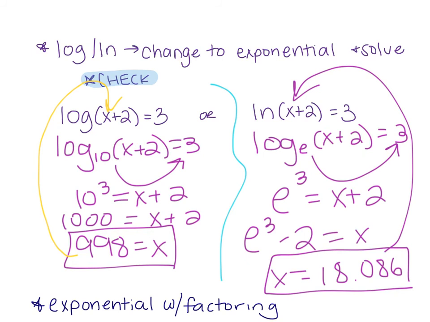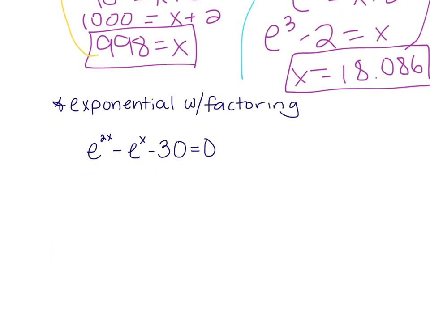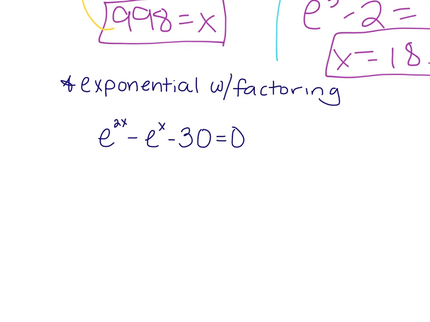So you check it whenever there's a log? Yep, log or ln. But how about e? Doesn't matter. You can raise e to any power. Okay. You could check it to see if it's right, but you don't have to check it to see if there's an extraneous root. There's no such thing as an extraneous root with an e to a power.